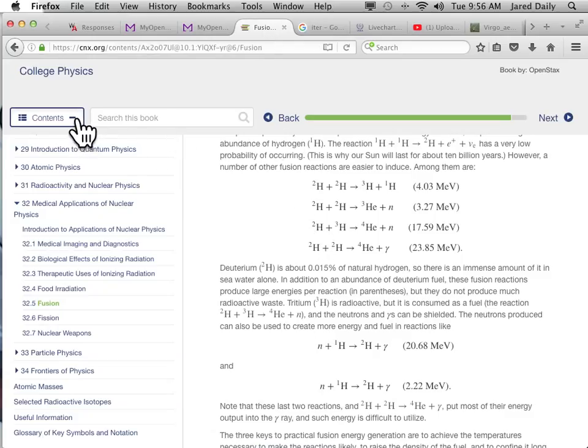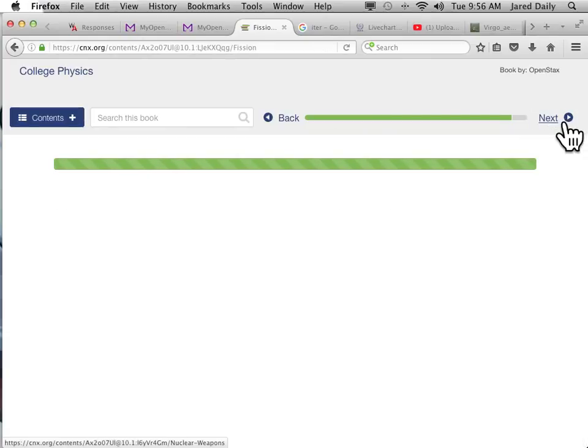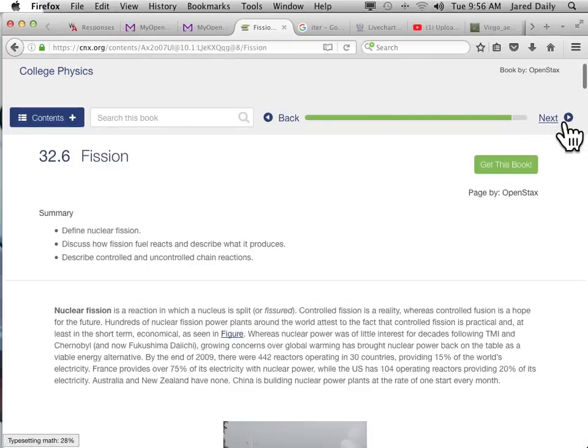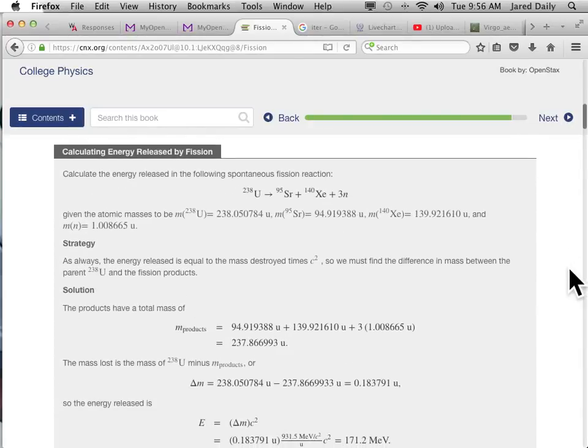All right. Now fission is, like I said, the exact opposite. And we learned a little bit about this in our video, where they tried to make uranium into something bigger. What they found is that they shot a neutron at uranium. It didn't absorb the neutron. The neutron actually split the uranium atom into two things. One of the things that uranium can split into is strontium and xenon. Strontium-95, xenon-140. And in the process, you get out 3 neutrons.